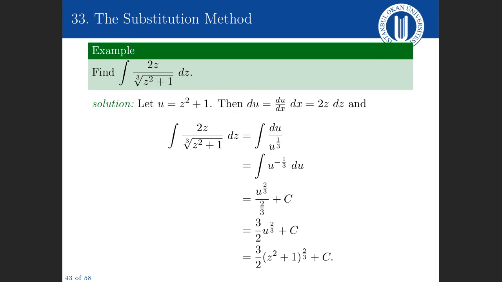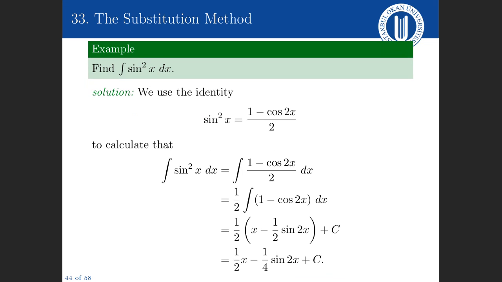Find the integral of 2z divided by the cubed root of z squared plus 1 dz. We start our answer by choosing u. It makes sense to choose u as z squared plus 1. Then we do our substitution and we find our answer. Again, read the lecture notes or pause the video. Check you're happy with this.